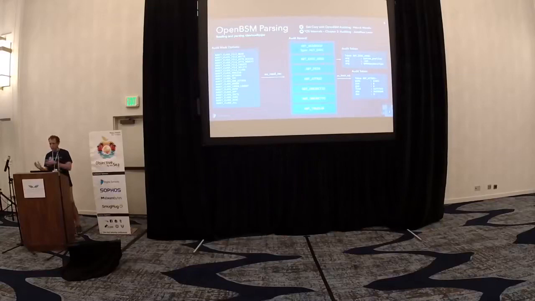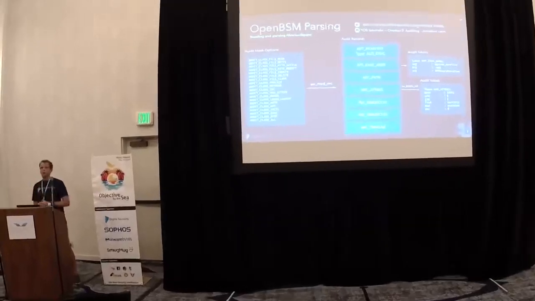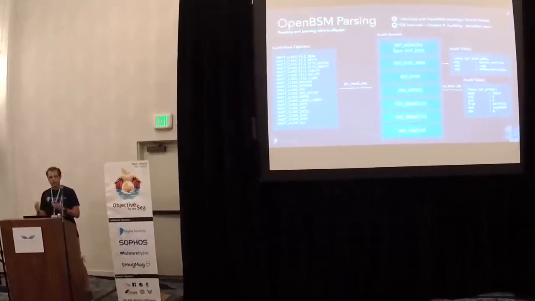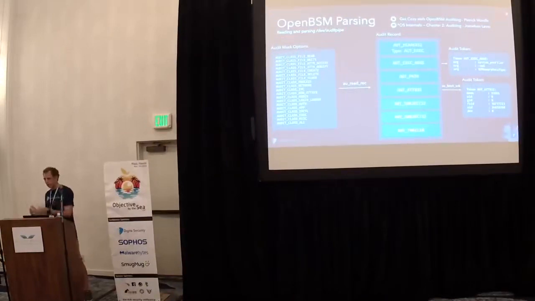So I'm not going to go into too much, just to say that at the high level, you're reading off the dev audit pipe. It's a streaming binary protocol. You get those, you call au_read_record to get the record. Within that record, you have a set of tokens, and within that set of tokens, you get to the real meat of it and all of the data that you're interested in. So things like the arguments that were passed into a program, those sorts of things.